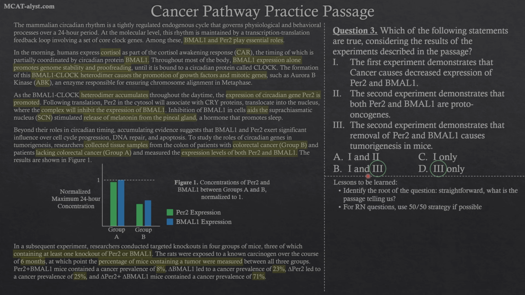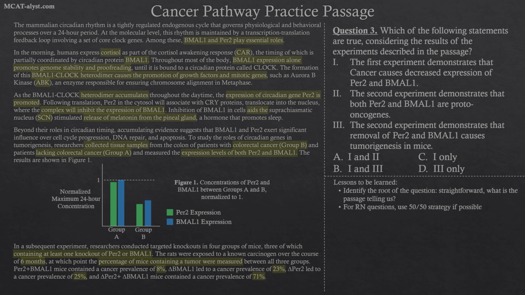Because basically, we can eliminate B and D, leaving us with A and C, which both have Roman numeral 1 in them. So just by doing this 50-50 strategy, identifying a Roman numeral that shows up in 2 answer choices and then either eliminating that or proving that to be correct, you're making your life a little bit easier because you probably don't have to go through one of the Roman numerals. So now we get to start going through the Roman numerals.